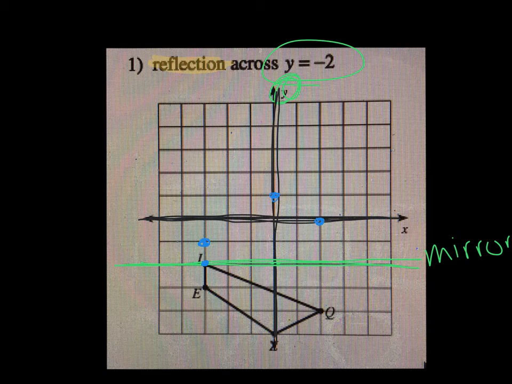Now that you have all your points up here, you just connect them, and as you will see, it is in fact the same shape. It's just now flipped so that it is above that line, or the mirror, that we had there before.